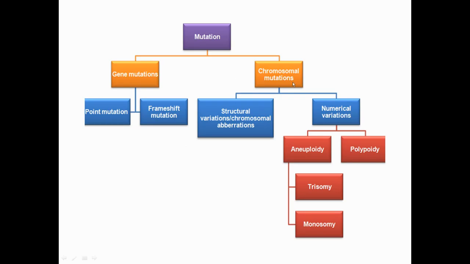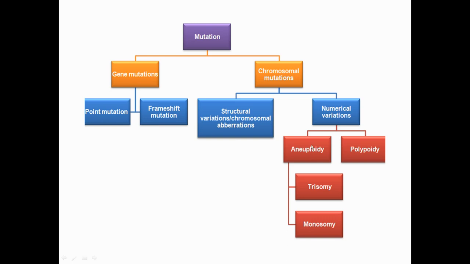These are of two types: gene mutation and chromosomal mutation. Gene mutation is again of two types: point mutation and frameshift mutation. We are going to discuss these types of mutation in chapter 6. Now coming to chromosomal mutation. These are structural variations, chromosomal aberrations, as well as number type.